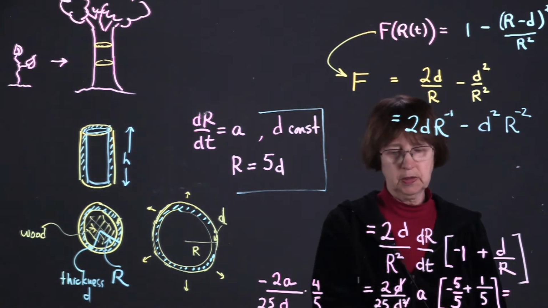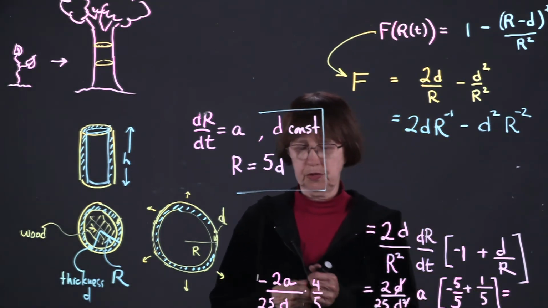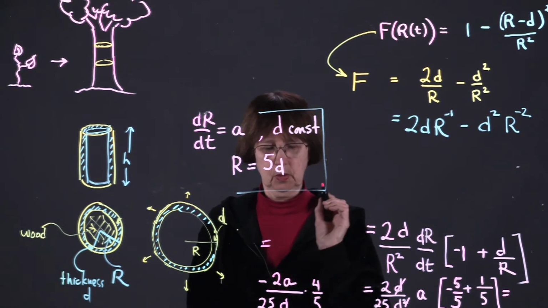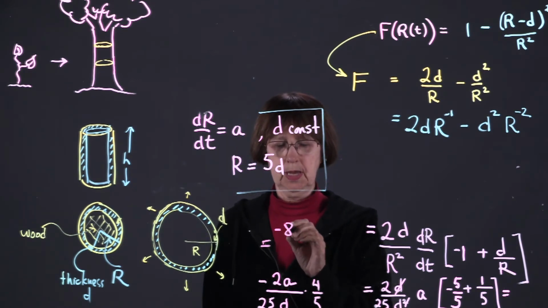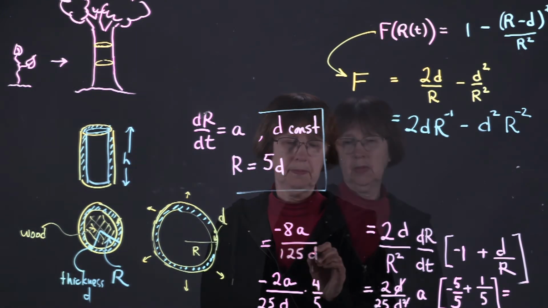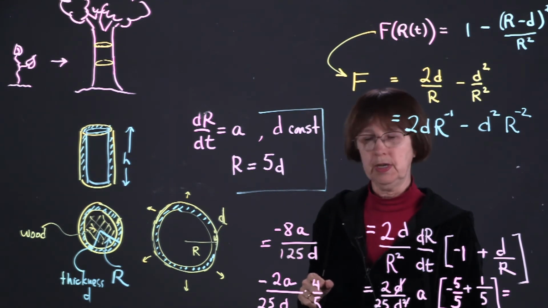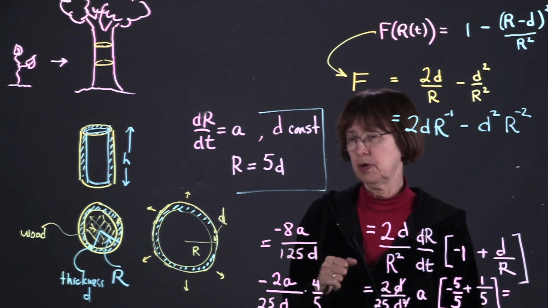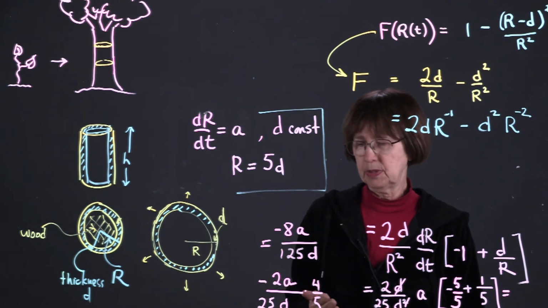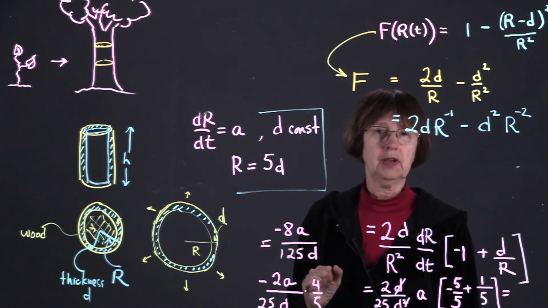After simplifying this result, we obtain this quantity, which in fact works out to be minus 8a over 125d. And so all in all, we see that the fraction of living tissue in the tree will decrease as the tree grows, and the rate at which that happens depends on how quickly the trunk grows in width, as well as the fixed constant thickness of that living tissue.